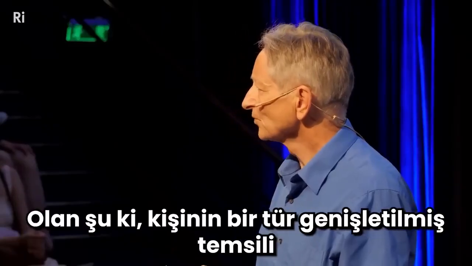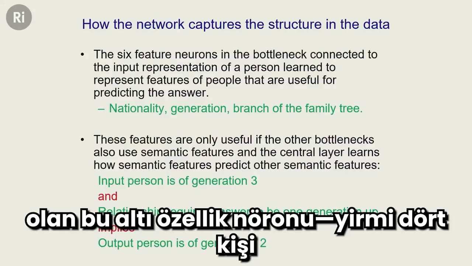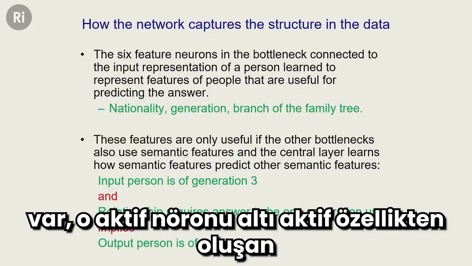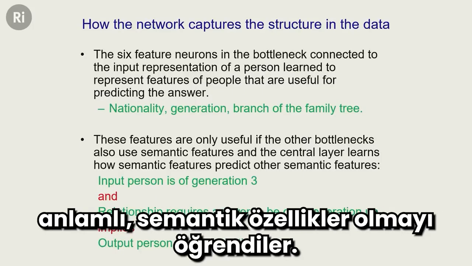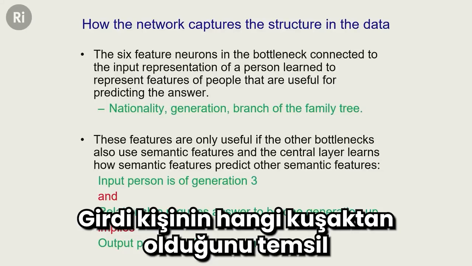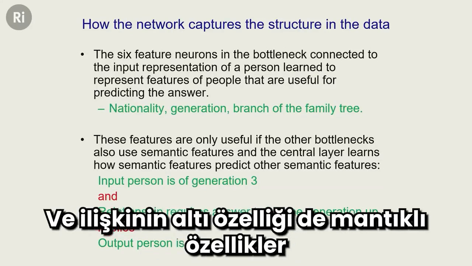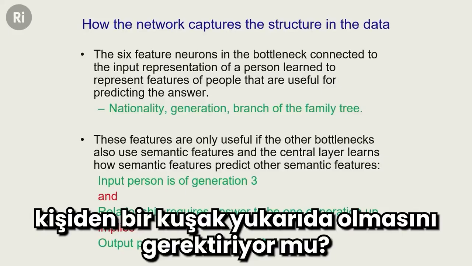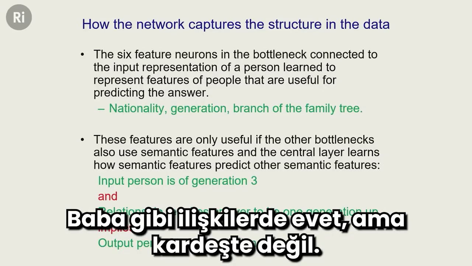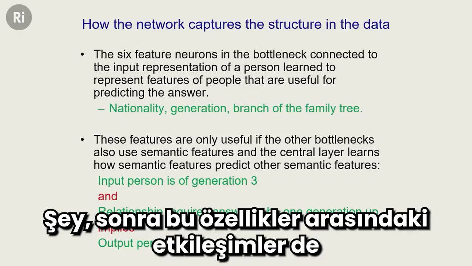So what happened is the 6 feature neurons that were the expansion of the person, it's 24 people, you expand that active neuron into a feature vector of 6 active features, they learned to be sensible semantic features. They learned to be features that represented things like the generation of the input person. And the 6 features of the relationship learned to be sensible features like, does this relationship require the output person to be 1 generation up from the input person? So something like father is like that, whereas brother isn't.